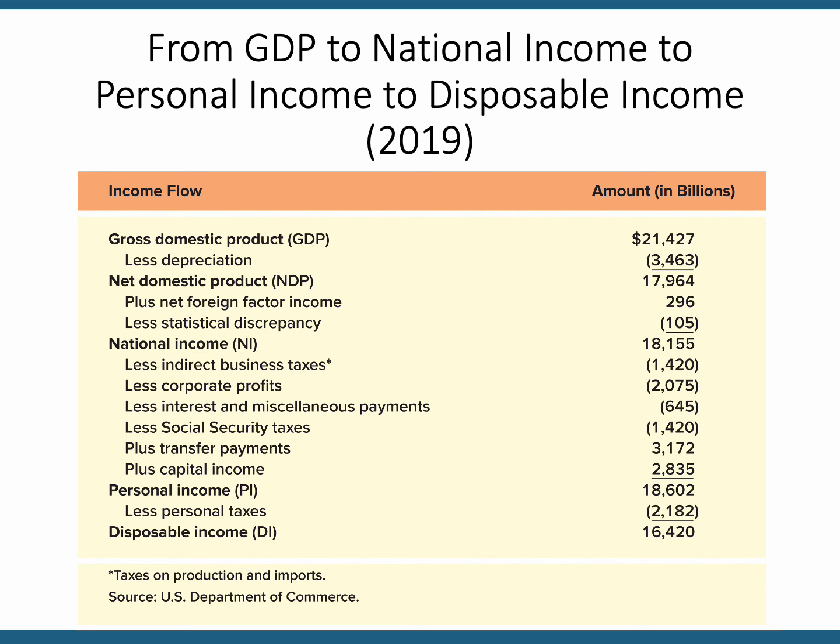You have to add in capital income. That is, most of it is people that own shares of stock are paid a dividend. The profits are shared with the owners of the business, the shareholders. That becomes a form of income for people. So that gets added in. And then you end up with personal income.